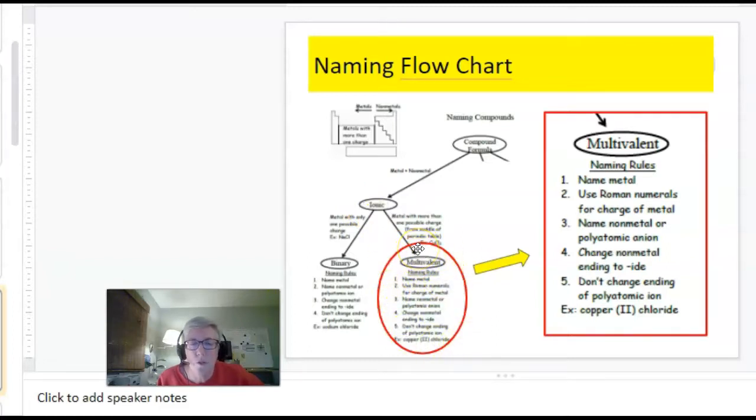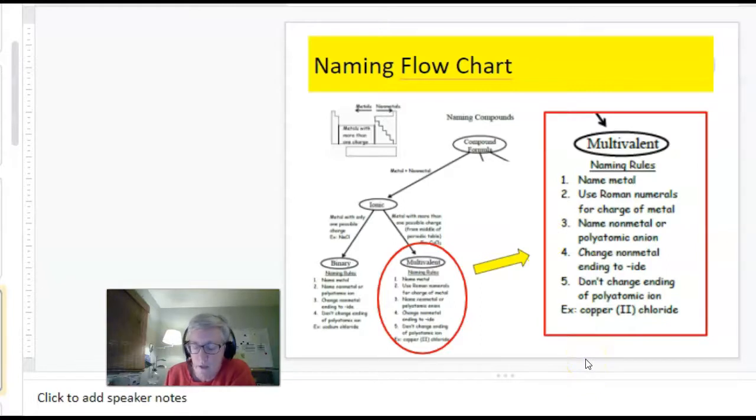Okay, and the rules for naming this kind of ionic compound are almost exactly the same. There's one little twist. Okay, so I made this box bigger, and here are the rules. You still say the name of the metal, but now we have to use a Roman numeral to indicate the charge of the metal. Since the metals can have different charges, we have to tell the world what charge it is in that case, and we do that using a Roman numeral. Okay? And then we'll name the nonmetal or the polyatomic ion.